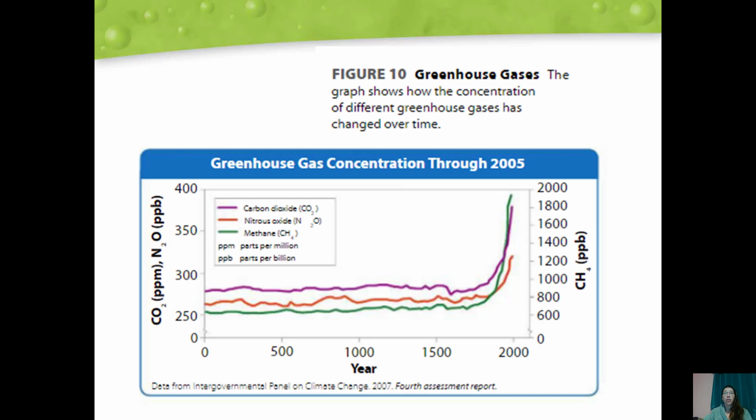So in the graph here, we can see it's showing how the concentration of different greenhouse gases has changed over time. We can see carbon dioxide indicated in purple, nitrous oxide indicated in red, and methane indicated in green. And then we can see as the years progress, we start to see a sharp incline of all of those gases.